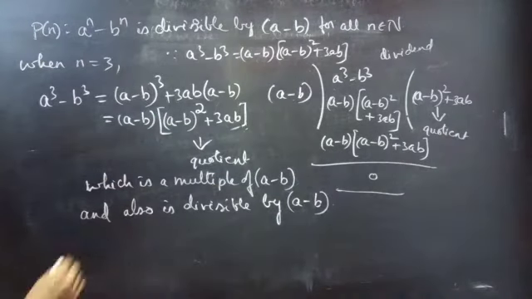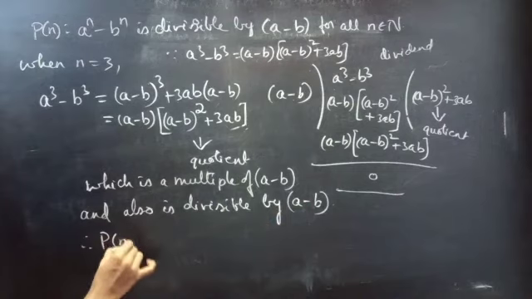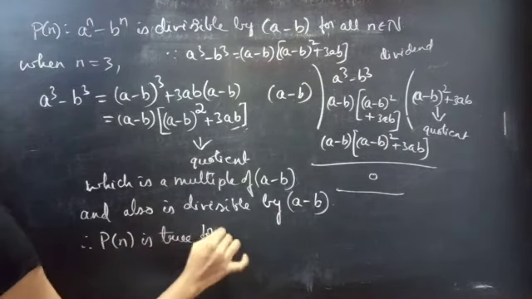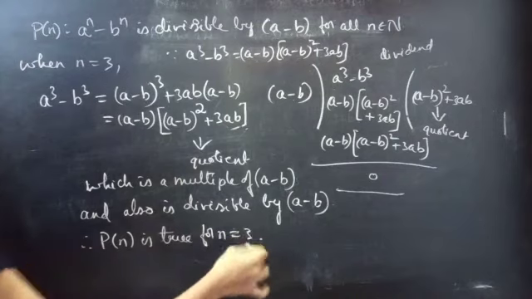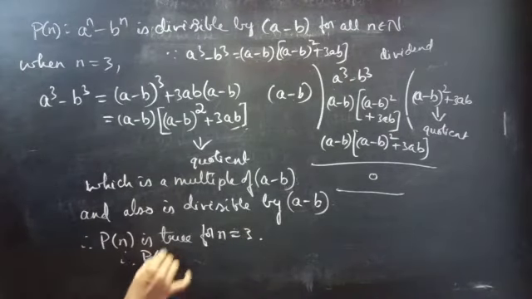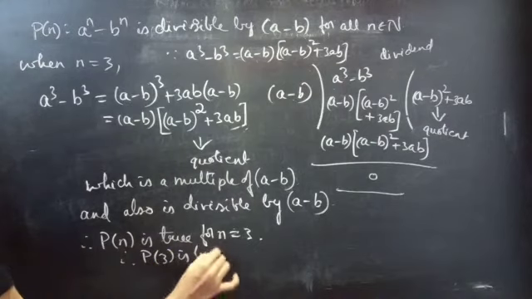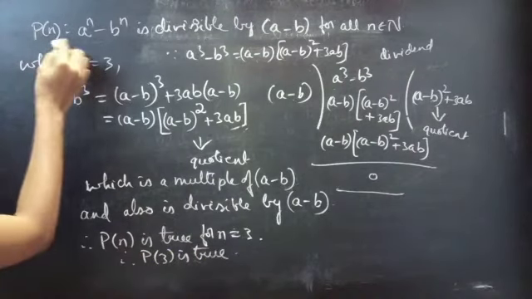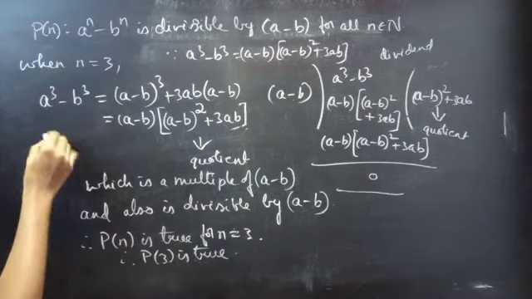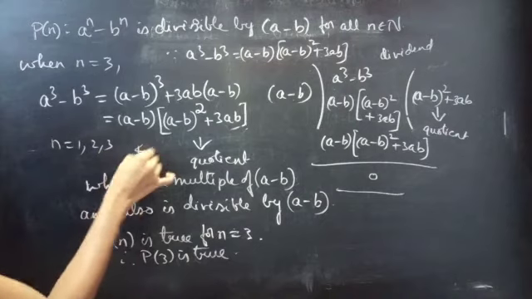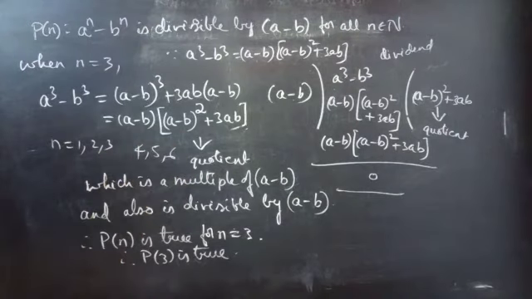So from this we can say that therefore P of n is true for n equals 3. Okay, from this we can say that P of 3 is true. So I have showed you the statement is true for n equals 1, 2, 3. If you want, you can check for 4 and 5 and 6.